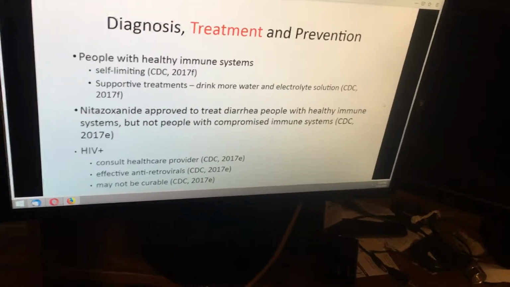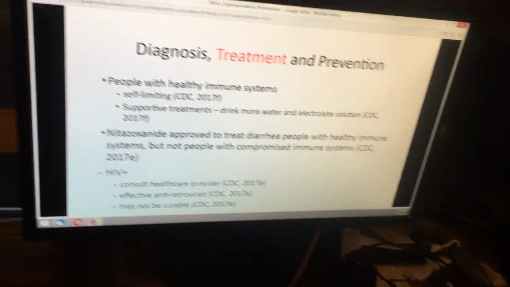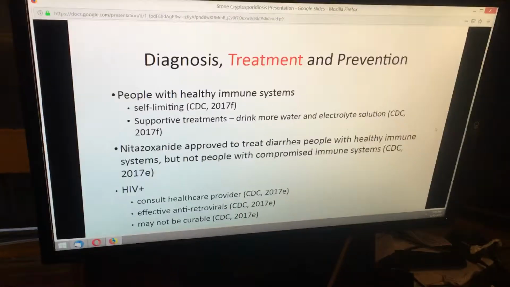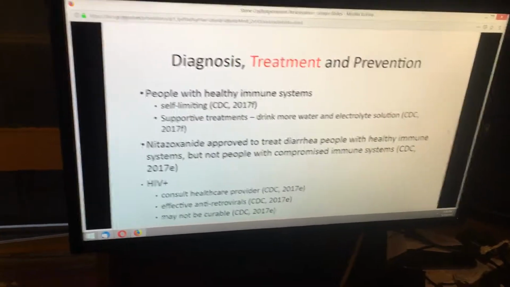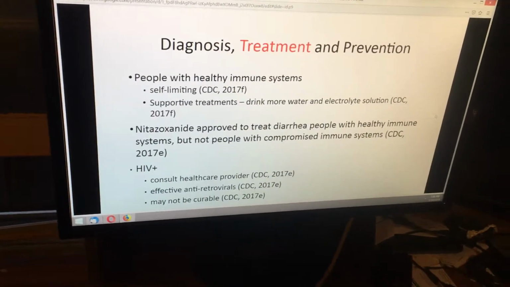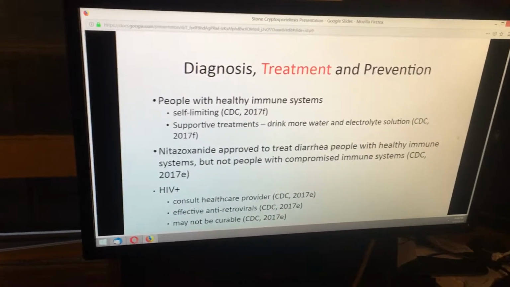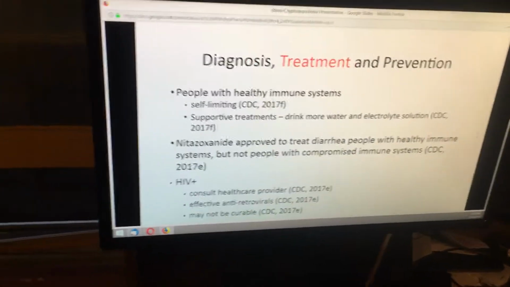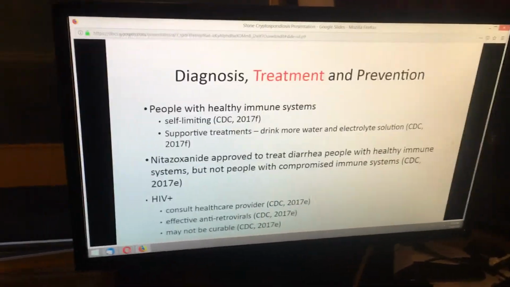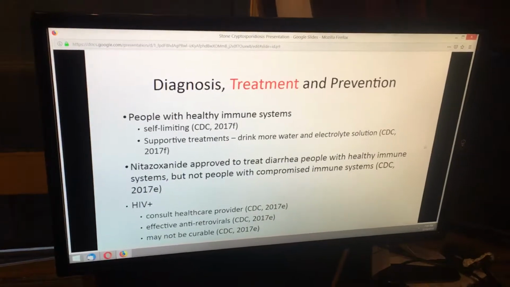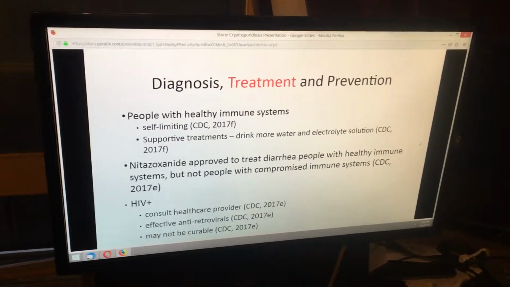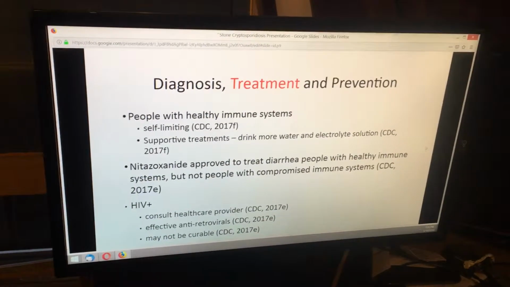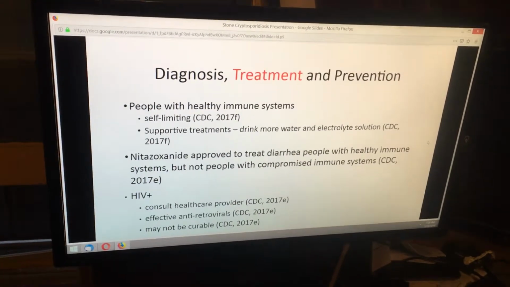People with HIV, with an HIV positive status, are encouraged to consult their healthcare provider. One thing that has been shown to be effective against cryptosporidiosis in people who are HIV positive is antiretroviral treatment, because that allows the immune system to fight off the Cryptosporidium. Cryptosporidiosis may not be curable in people with HIV, and if the immune system takes a nosedive, then the symptoms may return.